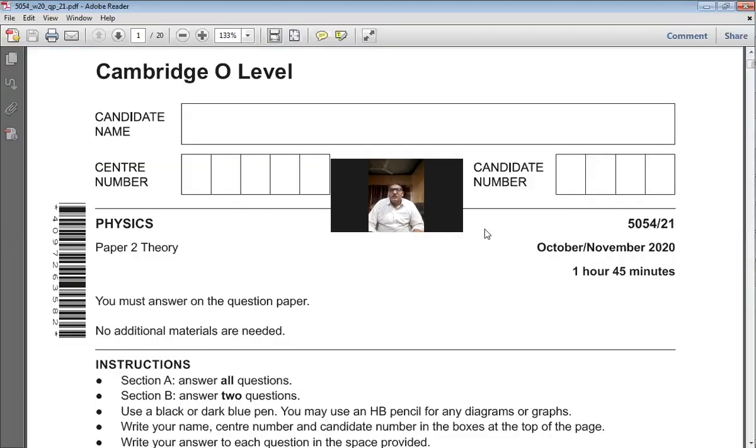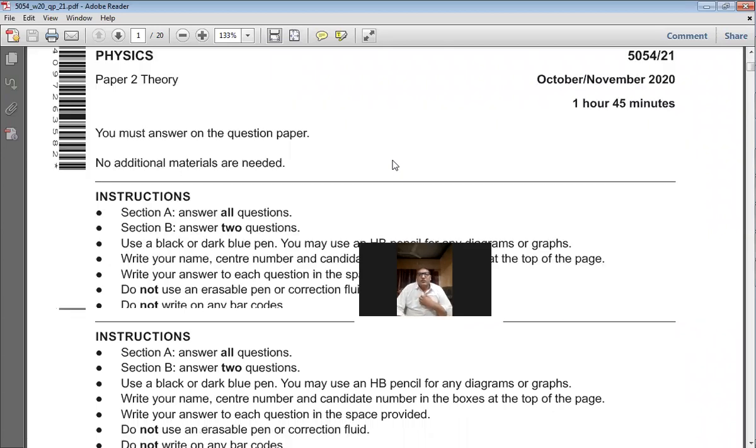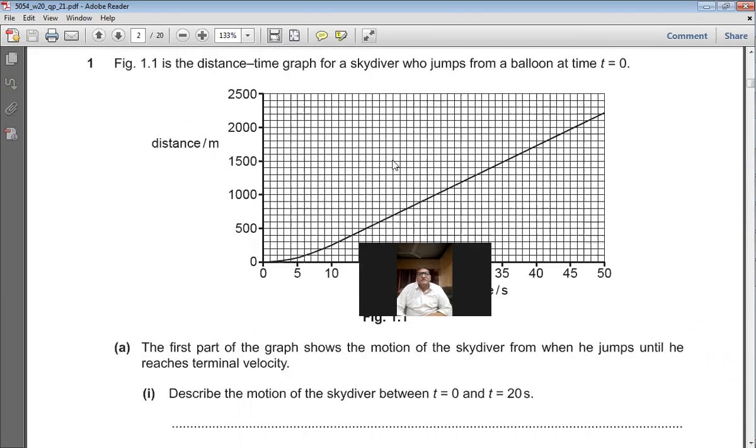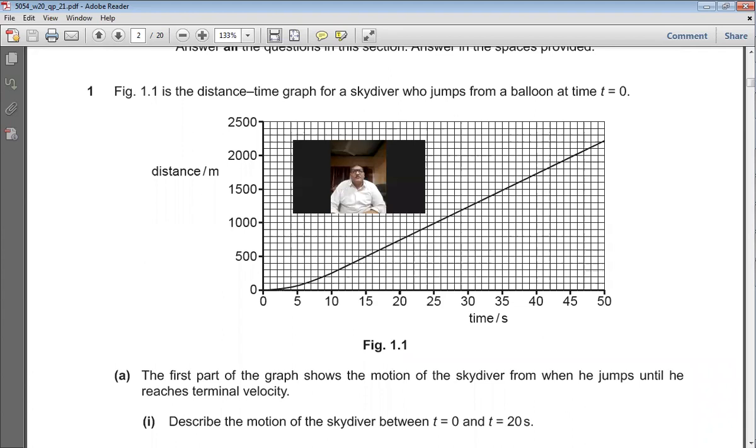Okay, so this is the paper October-November 2020 2-1. Here on your screen, figure 1.1 is the distance-time graph for a skydiver who jumps from a balloon at time t equals 0. On the y-axis, the distance is given, and on the x-axis, the time is given. Distance is in meters, time is in seconds.